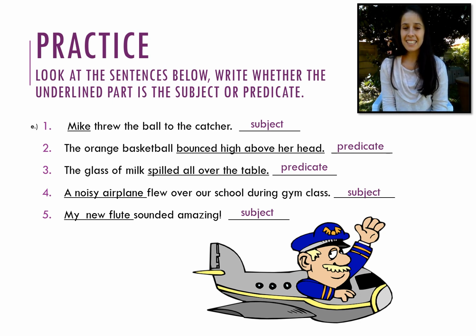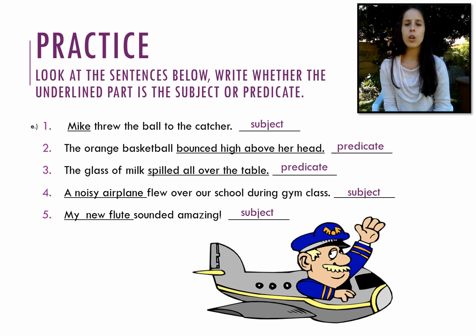In the second sentence, I've got the orange basketball bounced high above over her head. I know that the underlined part is a predicate because the orange basketball is my subject. Remember I said if you're unsure, the subject often comes first, so you can figure it out that way.